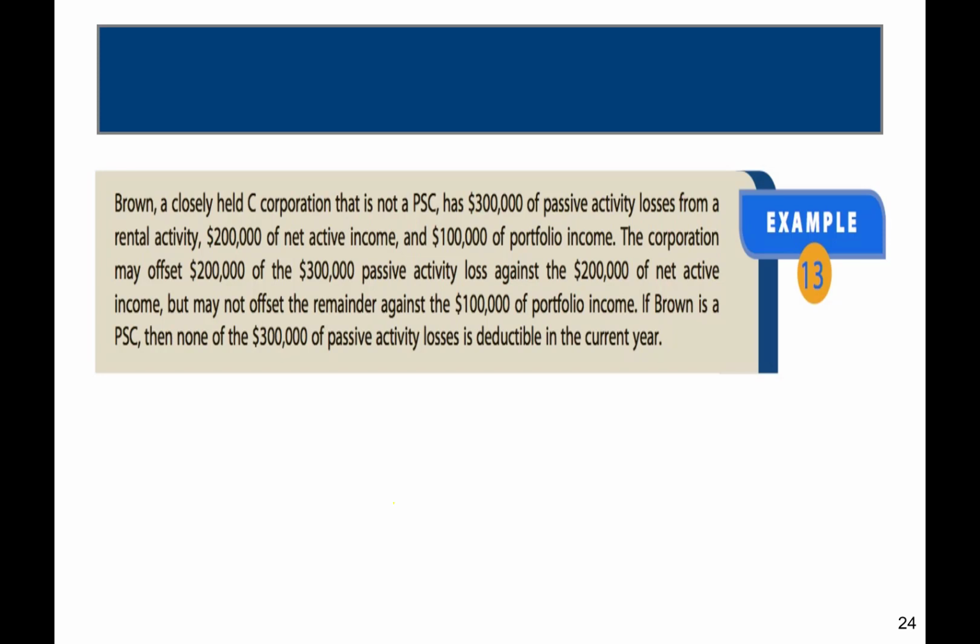The corporation may offset what? This is the solution here. May offset 200,000 of the 300,000 passive activity loss against the 200,000 of what? Net active income. So they're essentially going to reduce that net active income down to 0, aren't they? With this passive activity loss. They cannot use any of the passive activity loss against their portfolio income. That's just like individuals.